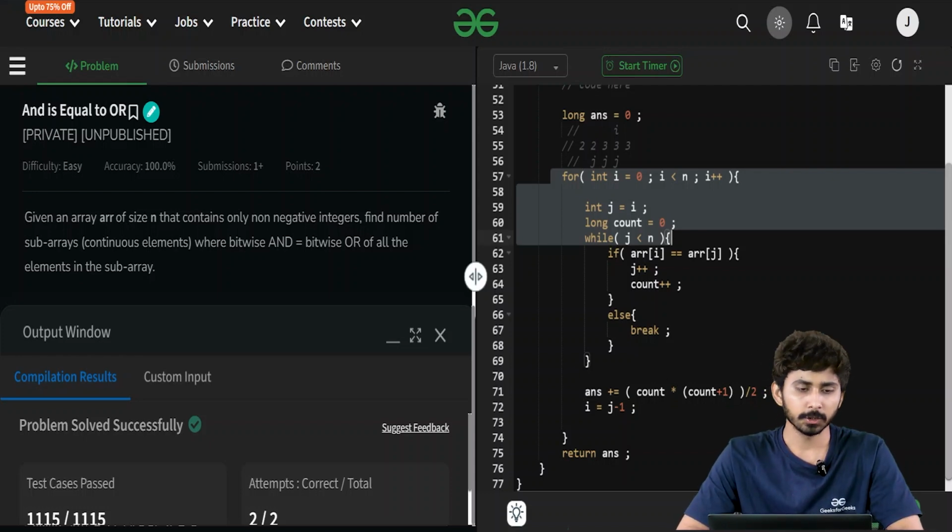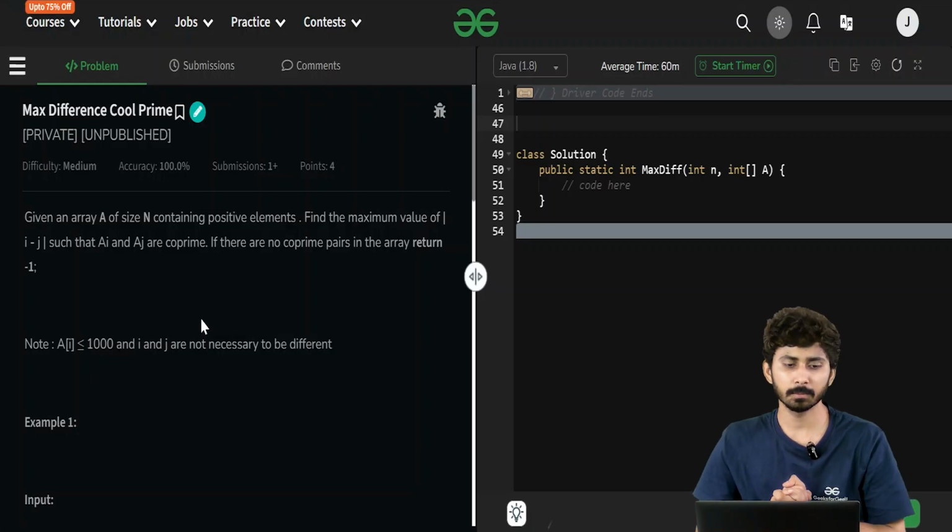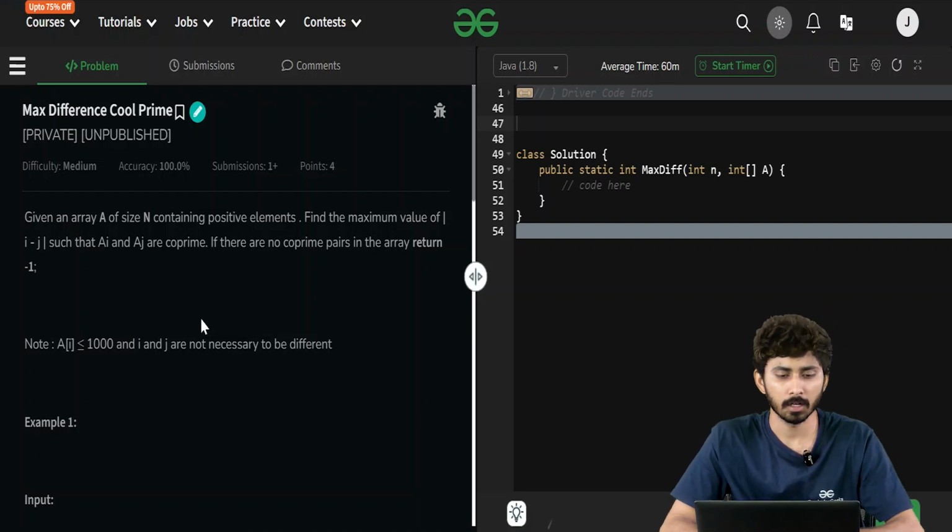Okay. So this was our first question, and now let's see the next question of the contest. The next question is maximum difference coprime.